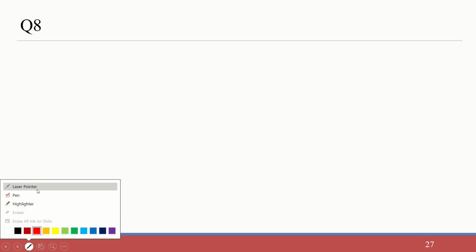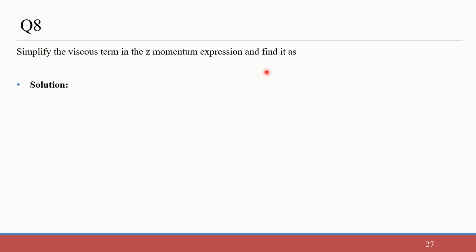That was in the r direction. Now what if in the question, instead of the r direction, it is asked to find it in the z direction: simplify the viscous terms in the z momentum expression. Similarly, we are going directly and writing the momentum conservation equation in the z direction. This is the cylindrical coordinate form that you should be aware of.